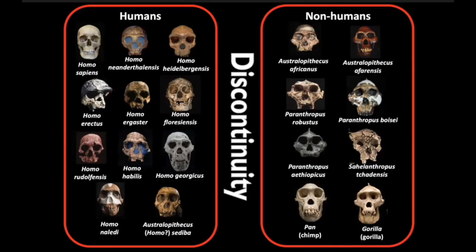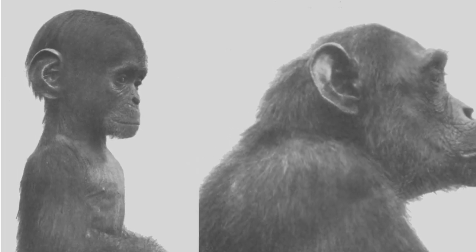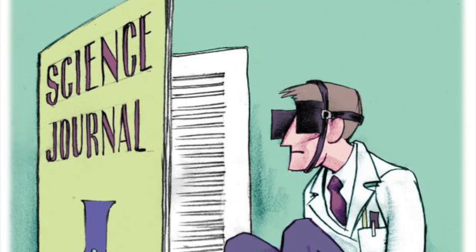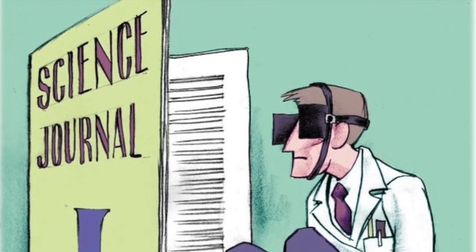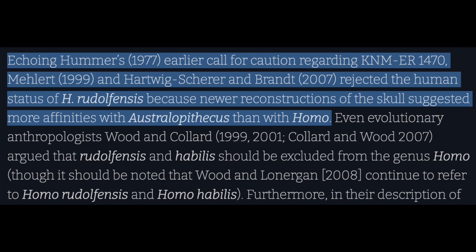So it seems to me that Todd obtained results in favor of Sediba being human because the skull of young primates does look more human. So it's not really bad science Todd obtained his results from. It's the physical, limited evidence that he had to work with that places Sediba, Habilis, and Rudolfensis into the human category. We can read here where he states, from Humphrey in 1977, the earlier call for caution regarding KNM-ER 1470 in 1990, and Hartwig in 2007, rejected the human status of Rudolfensis because newer reconstructions of the skull suggested more affinities with Australopithecus than with Homo.